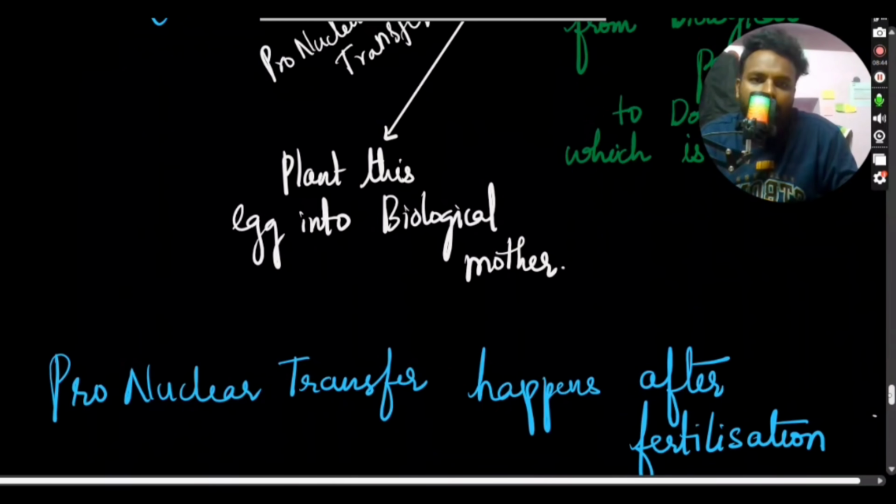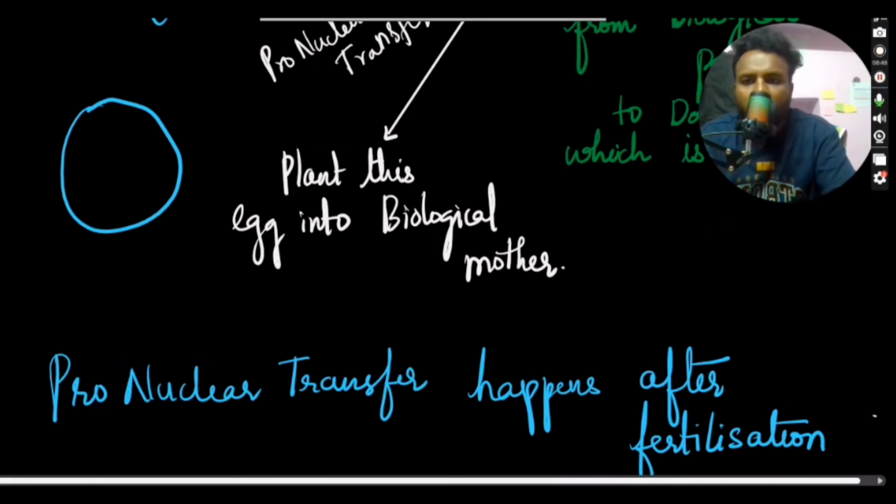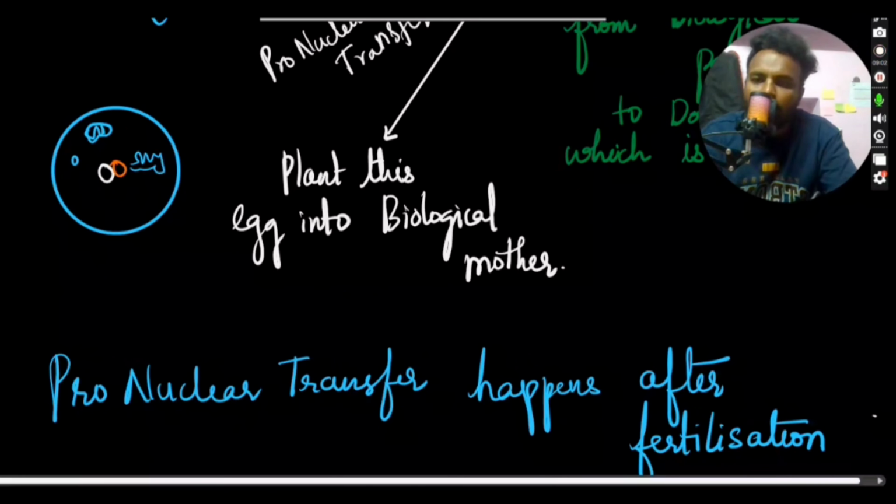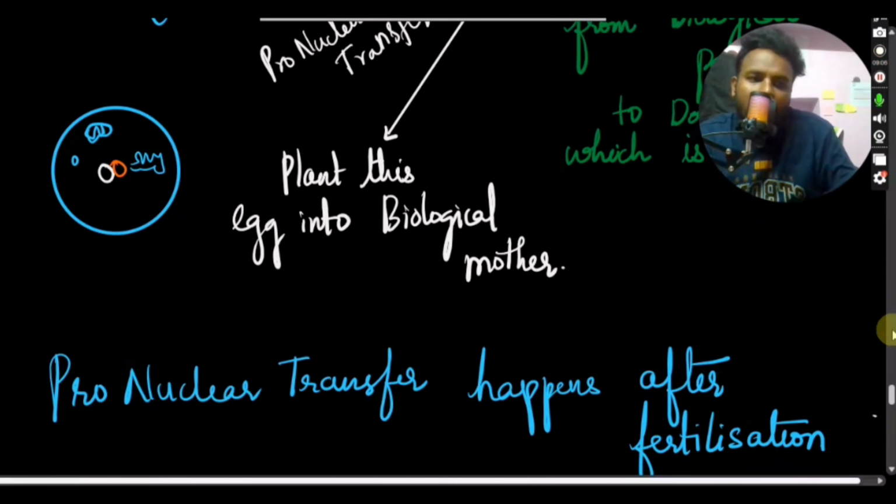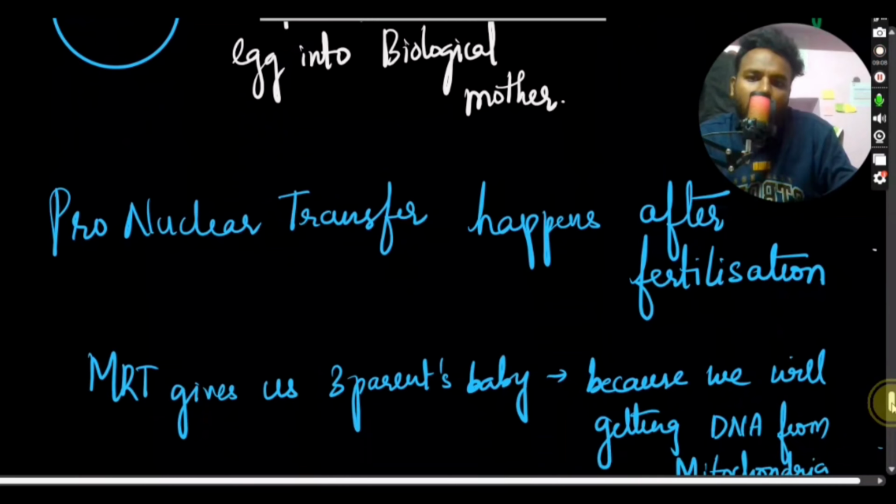Then plant this egg, which is the donor's egg with healthy mitochondria, healthy endoplasmic reticulum, healthy vacuole, but the nucleus will be of the biological mother and father, and plant this egg into the biological mother, and she'll be getting a baby who will be having good or healthy mitochondria.